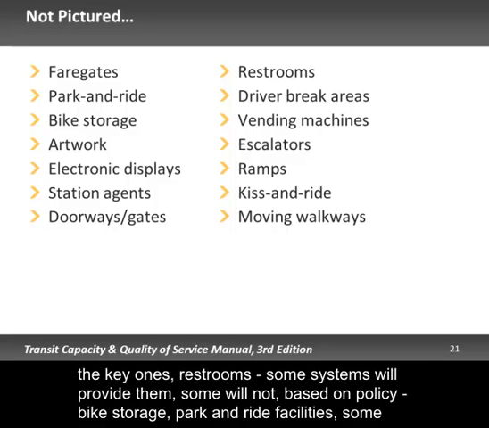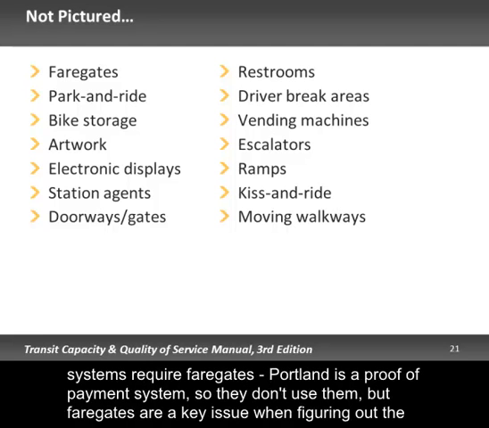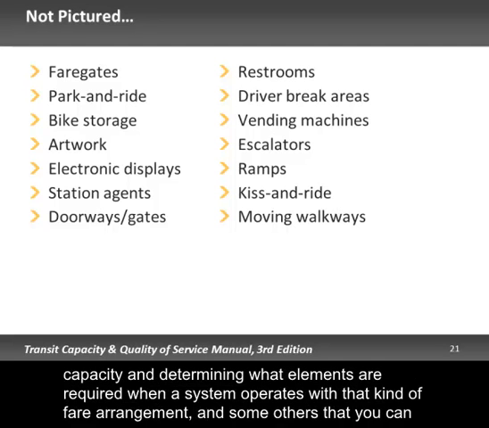Some of the key ones: restrooms. Some systems will provide them, some will not, based on policy. Bike storage, park and ride facilities. Some systems require fare gates. Portland's is a proof of payment system, so they don't use them. But fare gates are a key issue when figuring out the capacity and determining what elements are required when a system operates with that kind of fare arrangement, and some others that you can see here.